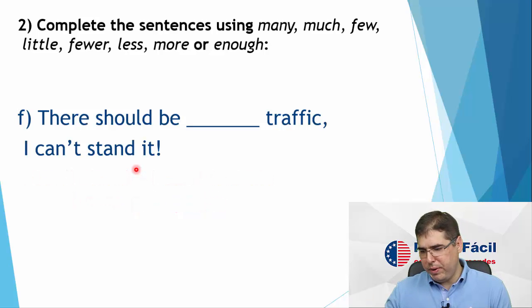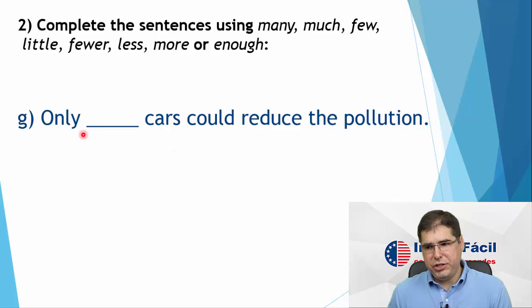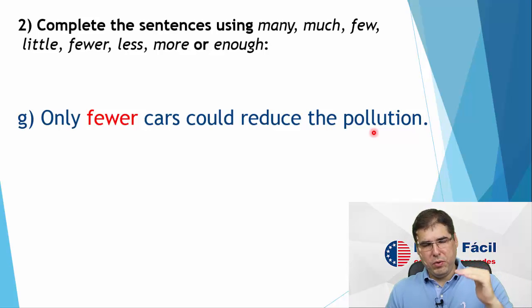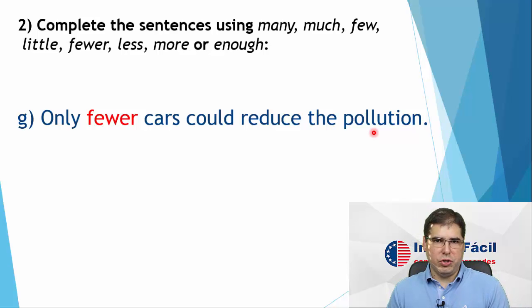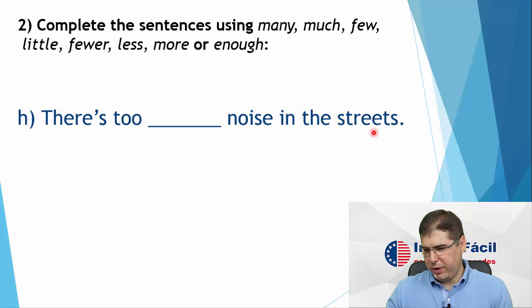Okay. So there should be less traffic. Why less and not fewer? Because traffic is uncountable. Traffic is a non-count noun, right? So we say less traffic. Letter G. Only cars could reduce the pollution. Only fewer cars, right? Only fewer cars could reduce the pollution. Okay, so there should be fewer cars. It's another way of saying this, okay? There should be fewer cars. Only fewer cars could reduce the pollution, okay?